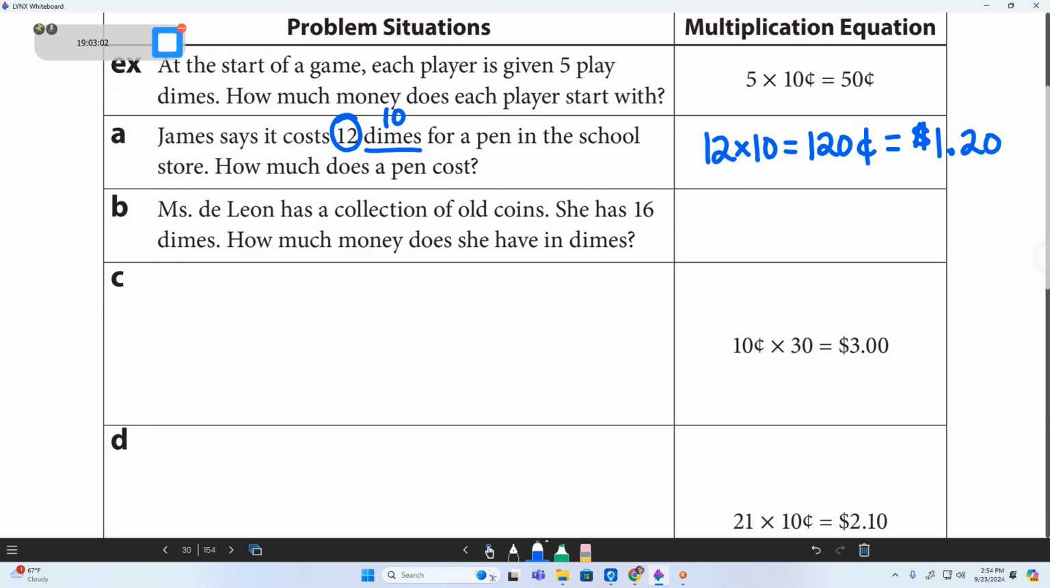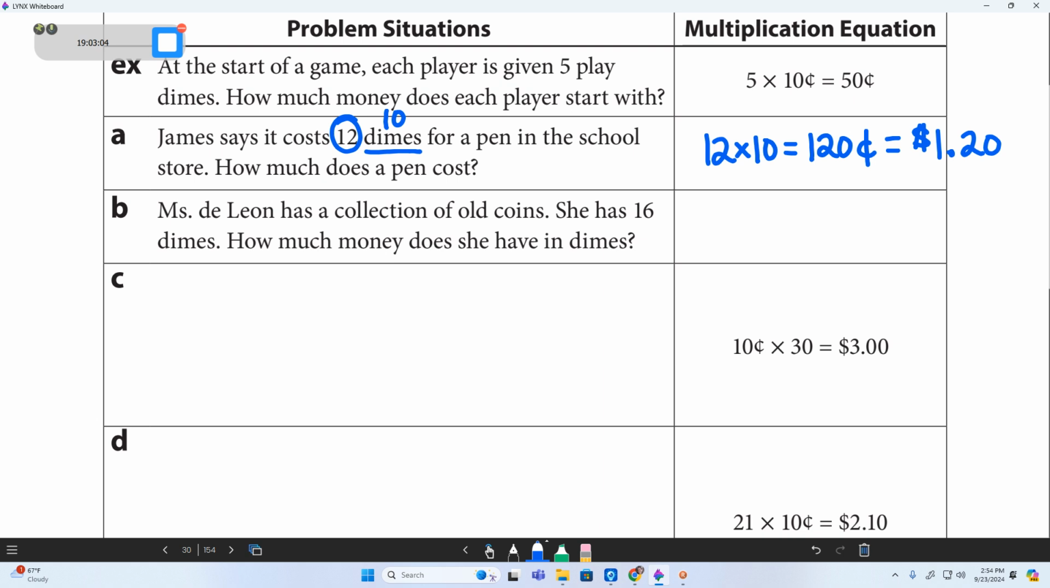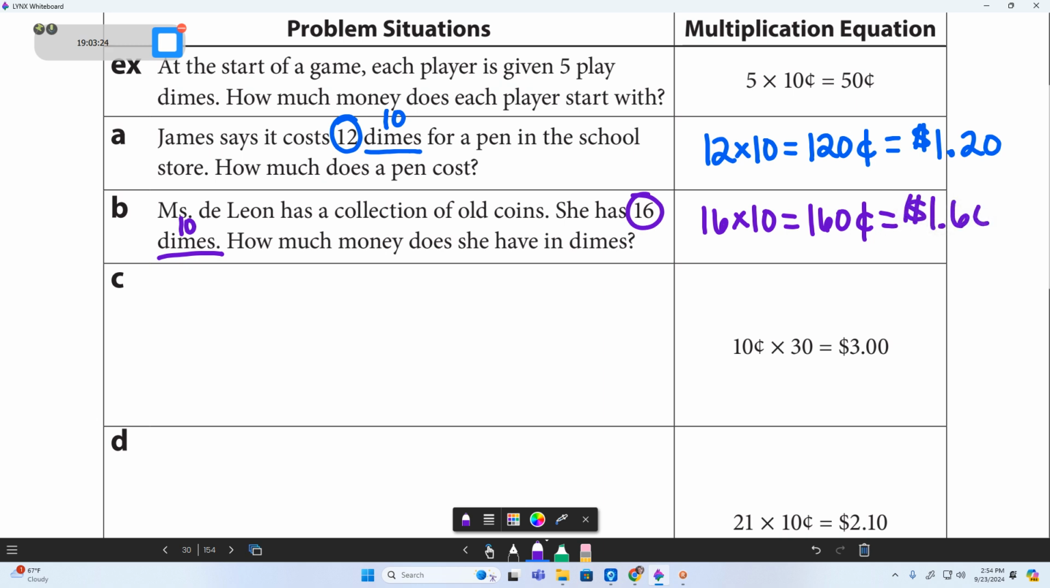Letter B, Miss De Leon has a collection of old coins. She has 16 dimes. And remember, dimes are worth 10 cents. So there's our second number. How much money does she have? 16 times 10 is 160 cents, or $1.60.